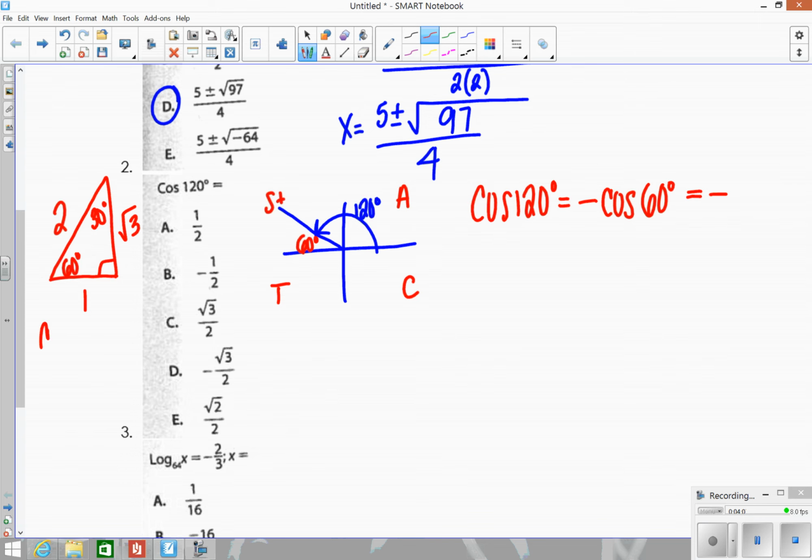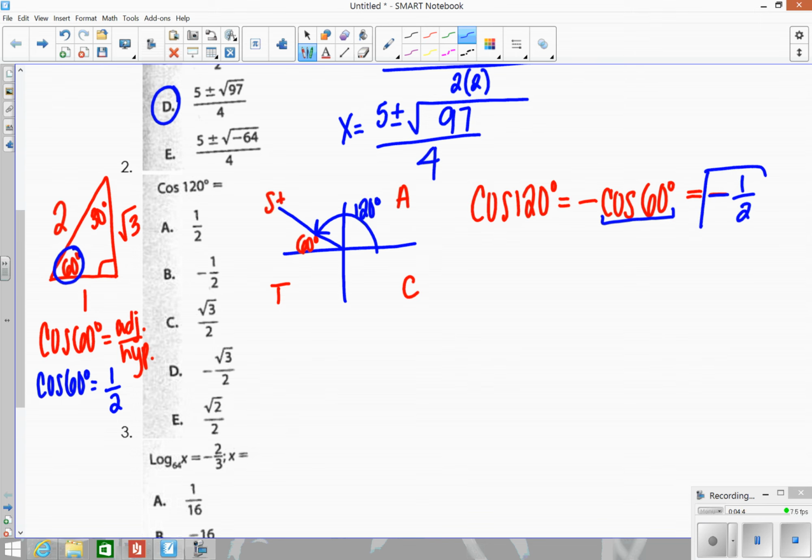If you're looking at cosine of 60, cosine is equal to adjacent over hypotenuse, the CAH in SOH CAH TOA, that's the CAH part. If you're looking at 60 degrees, cos of 60 equals adjacent, which is 1, over the hypotenuse, which is 2. Then over here, it's going to be negative cosine of 60, which we just found is 1/2. So the answer to this question is going to be negative 1/2.